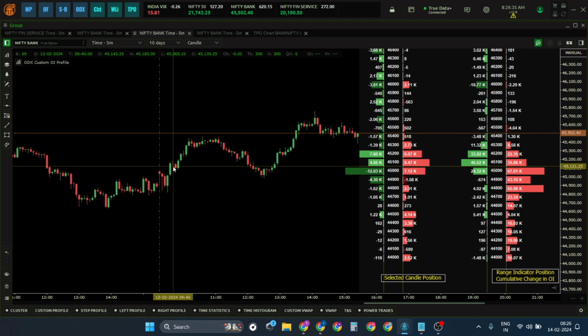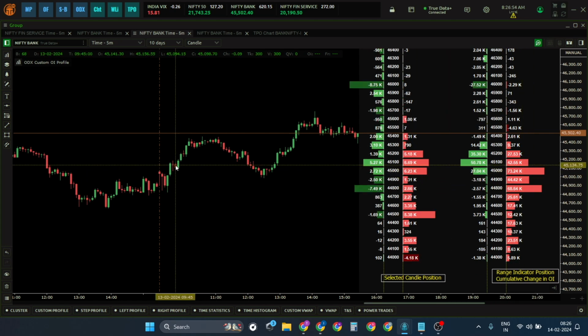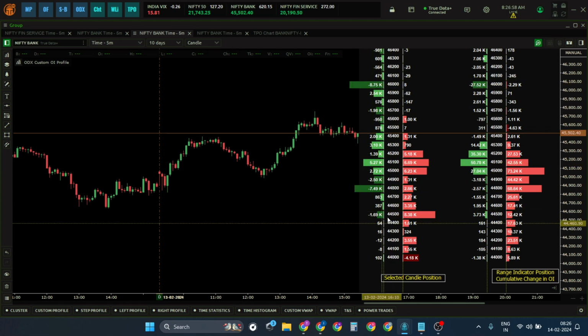If you see the next candle, again the same scenario. 45,000 was almost 52, and now you can see it's near 24. That means half of the members ran away. And you can see 45,000 is constantly building on the put side as well. And if you click on the next candle, you can see call writers are now almost disappearing.